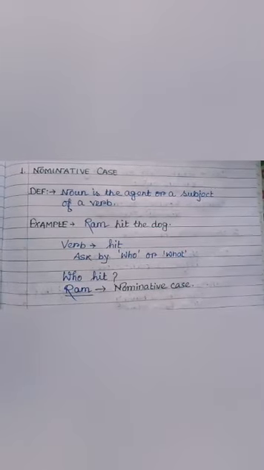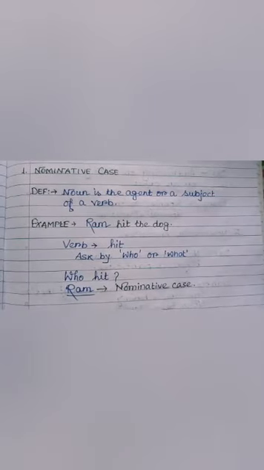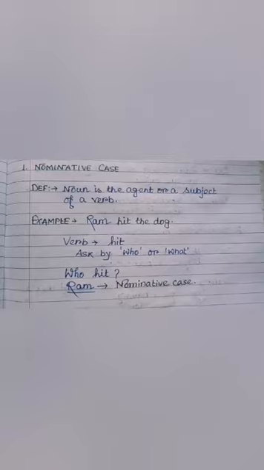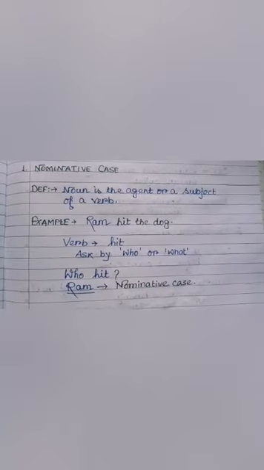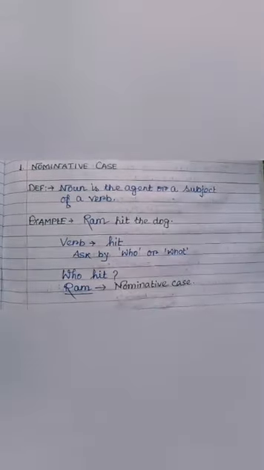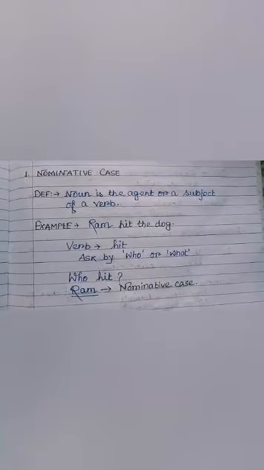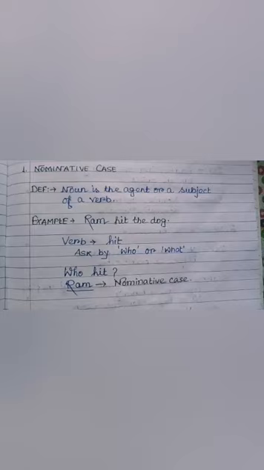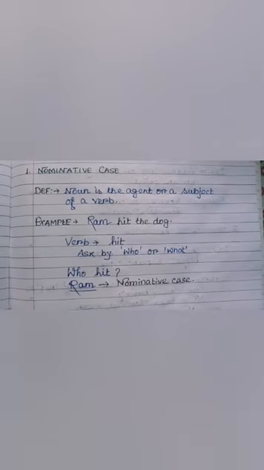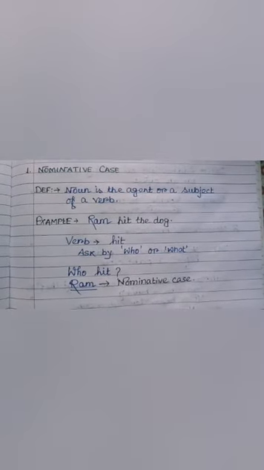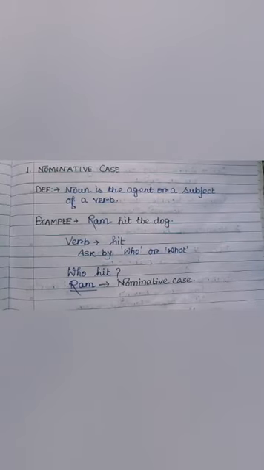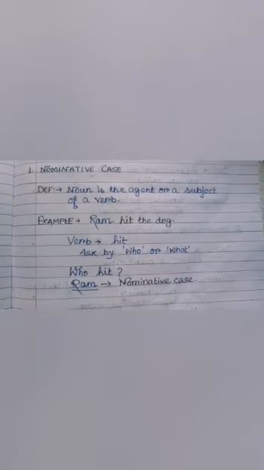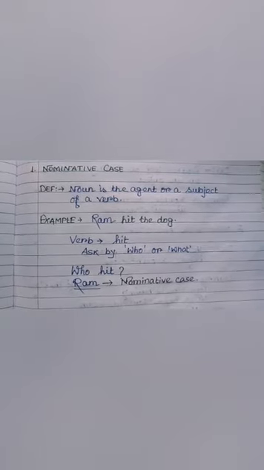Ram hit the dog. Which one is the verb in the sentence? Hit. Now after getting the verb, we will ask that verb the question who or what. Who or what will give you the nominative case. So, Ram hit the dog. Hit is the verb. Who hit? The answer is Ram. So Ram will be the nominative case.